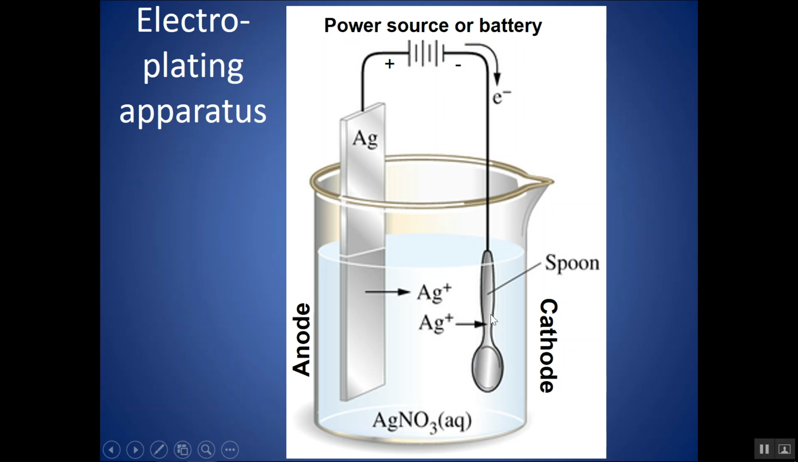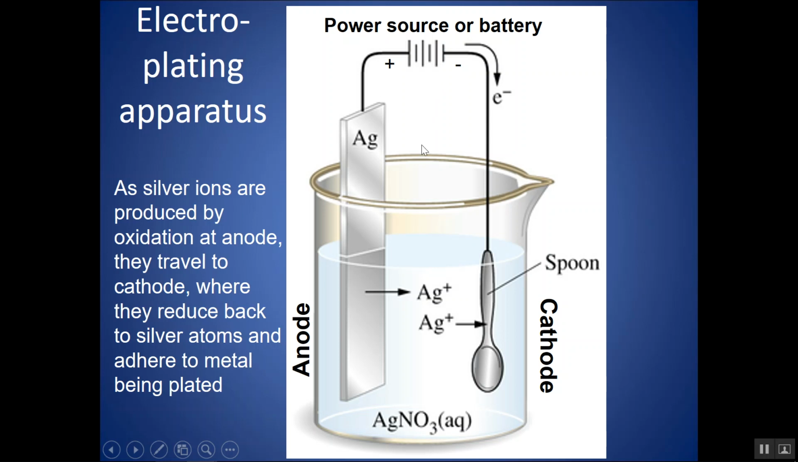So Ag+ going to silver with an oxidation number of 0 is being reduced, and the spoon would eventually get plated with silver. If this battery were not there, this would not happen. You would just have this container sitting with these two things and nothing would happen. This is a non-spontaneous reaction we're forcing to happen with an electrical source.